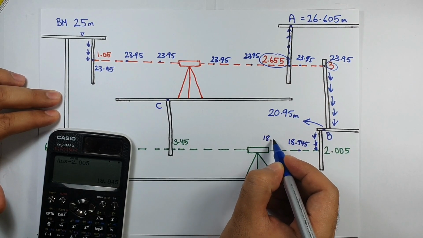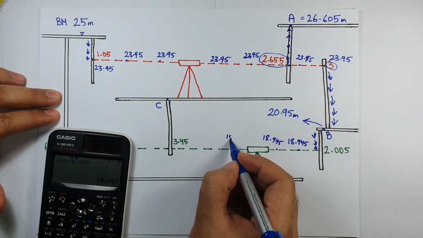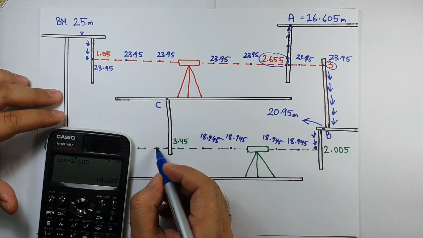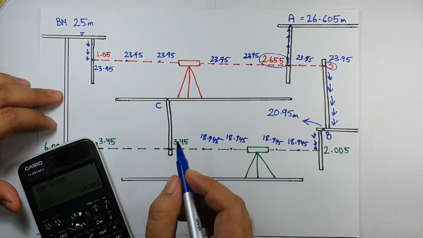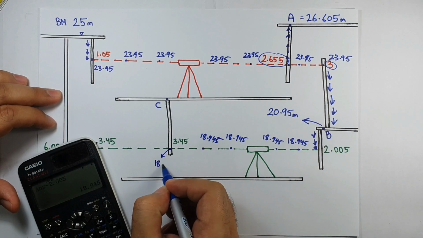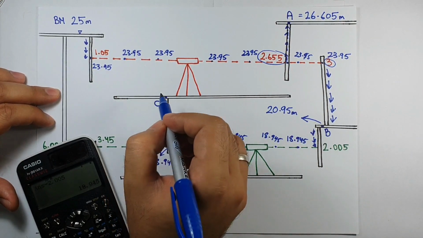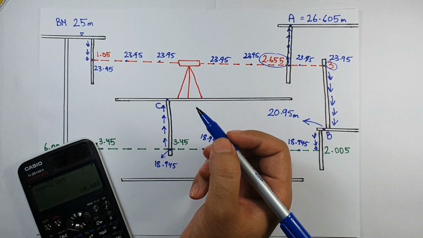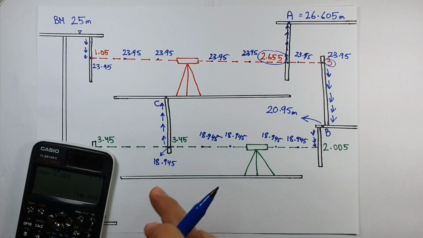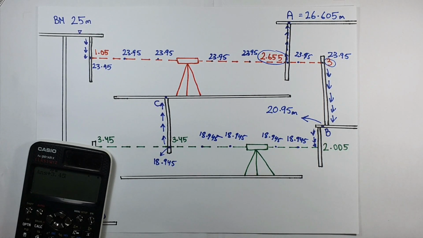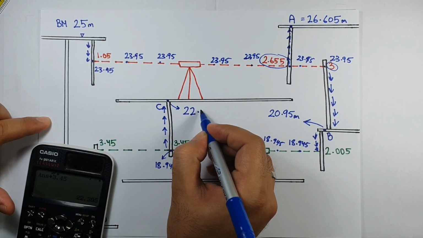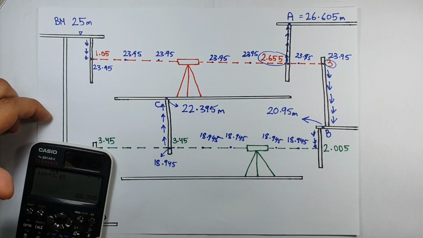And this point is 18.945. All the points on this line have the same reduced level of 18.945. When we reach here, we can see that this point has a reduced level of 18.945 as well. So when we are trying to reach point C, we have to go up. Going up means adding. So I have to add 3.45 on 18.945. Here we can see the reduced level of point C, 22.395 meters.